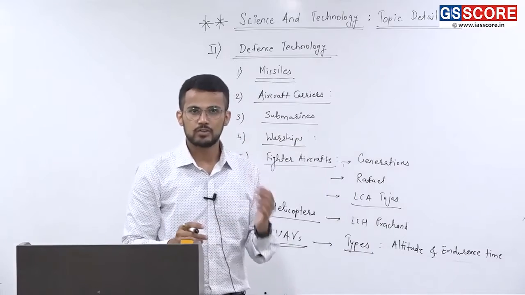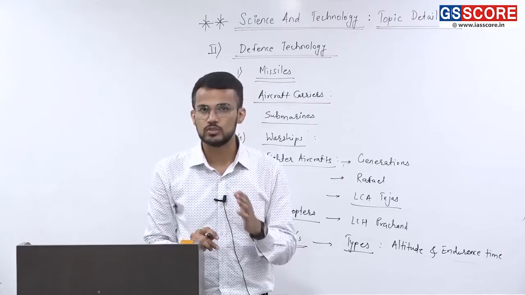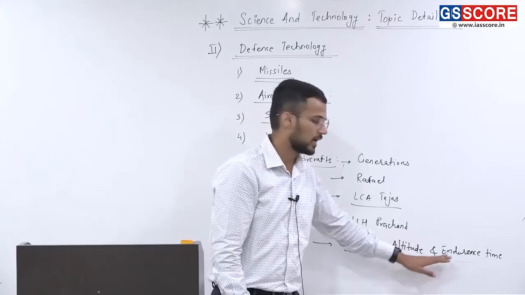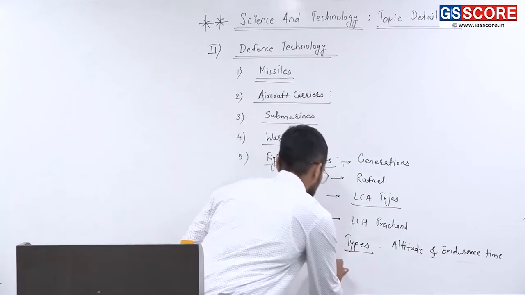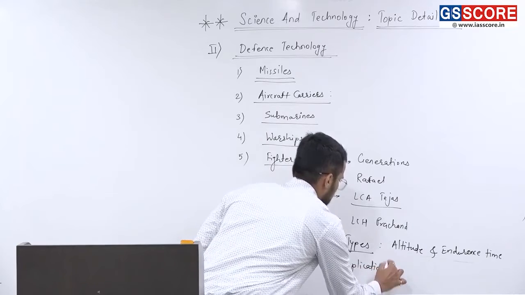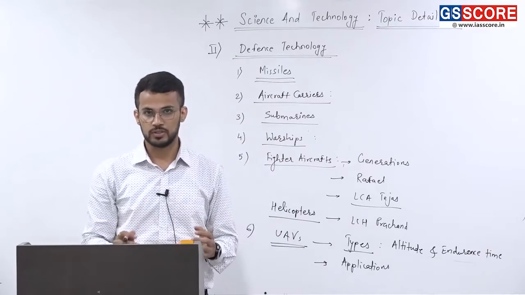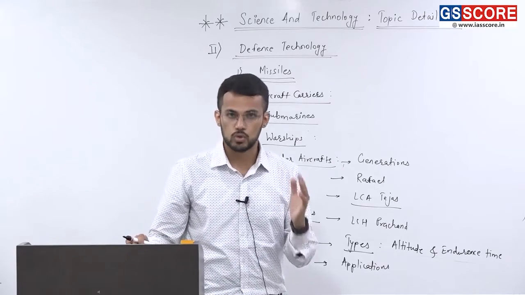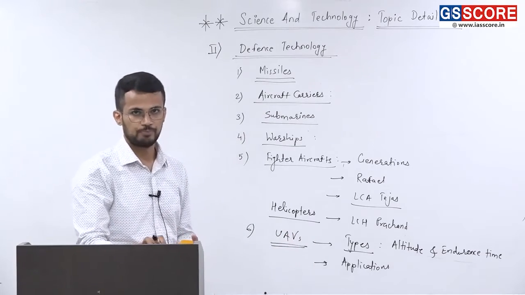Those types are Tier 1 UAVs, Tier 2 UAVs, Tier 2 plus UAVs and Tier 3 UAVs. So this classification is on the basis of the altitude at which they can fly and their endurance time. So that is one of the static part that you must be aware of. Similarly, there is one more static part, and that is applications of UAV. There are applications of UAV in civilian sector as well as in military. And UPSC has already asked a question on applications of drones, which are nothing but unmanned aerial vehicles only, right?